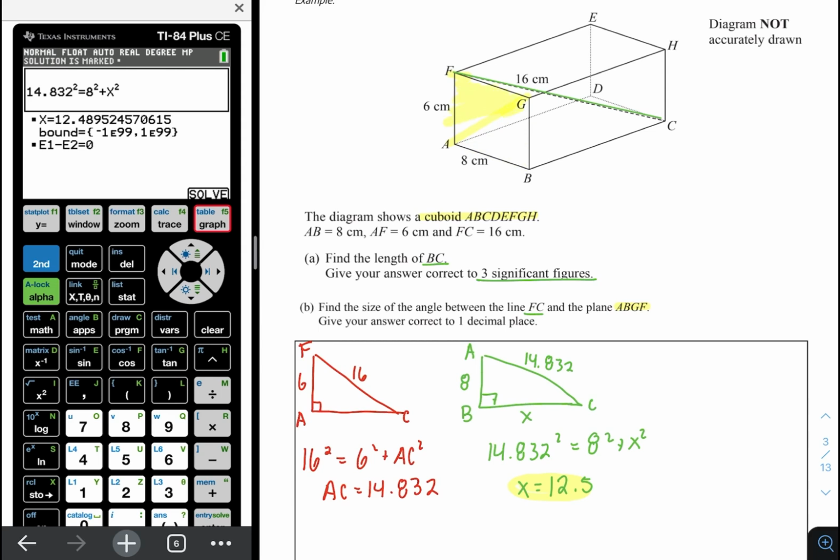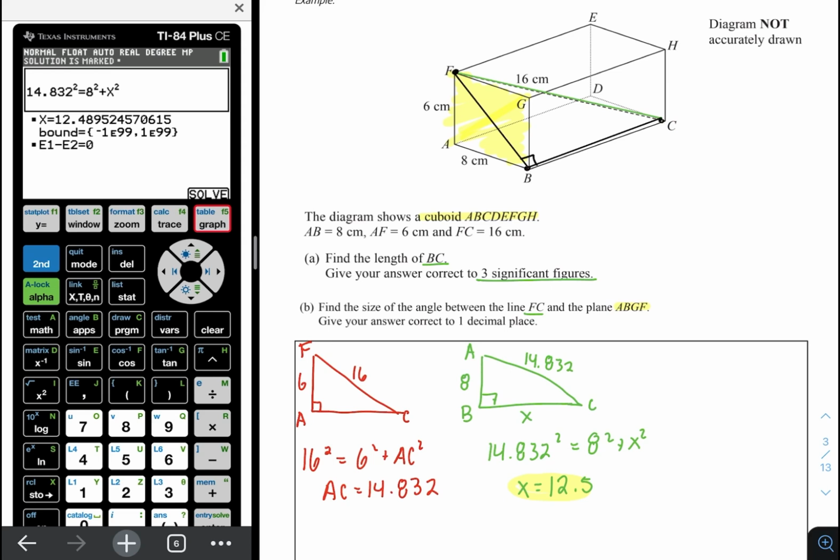In order to find the angle between a line and a plane, what we have to do is create a right angle triangle so that the plane is cut as a transversal. So we want to cut through the entire plane. And then we're looking for the angle from F to B, so from F to B. And because we're interested in the line FC, we're going to need to connect B and C together. So we have this right angle triangle that's created.